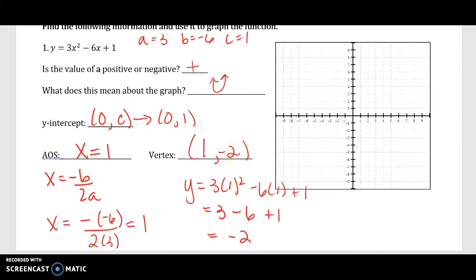So let's take this information and put it on the graph. We have an axis of symmetry at 1.